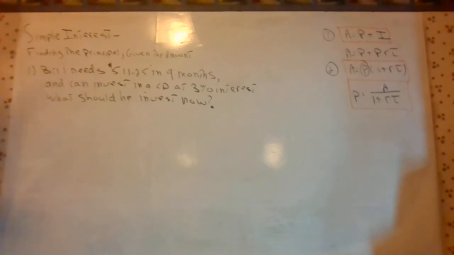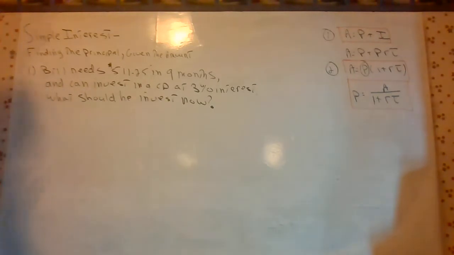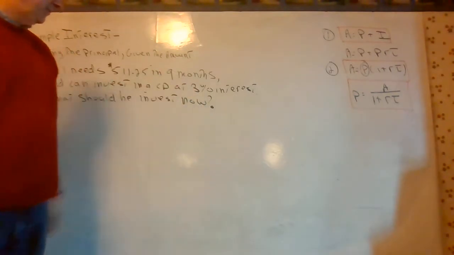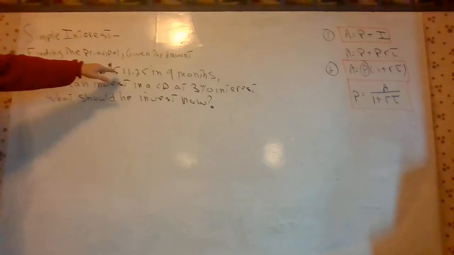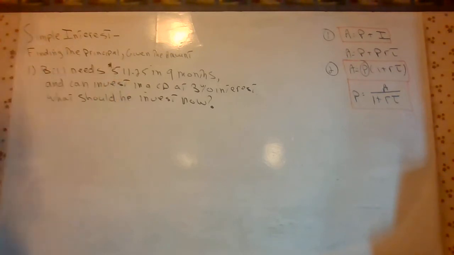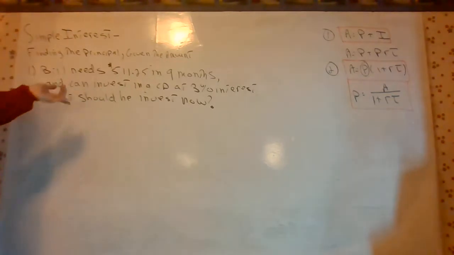In this case, suppose Bill needs $511.25 in 9 months. He could have some future obligation and he can invest in a CD at 3% interest. What should he invest now to cover that obligation? See, we don't know the interest, we know the amount. Bill wants to go to the bank and withdraw the principal plus the interest.